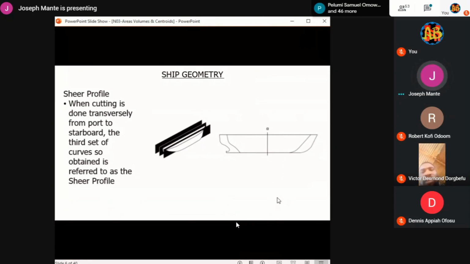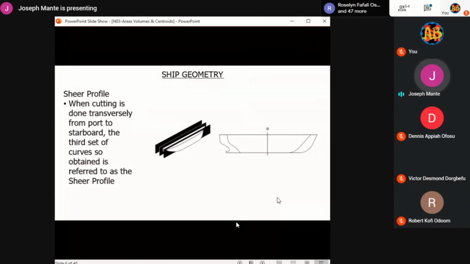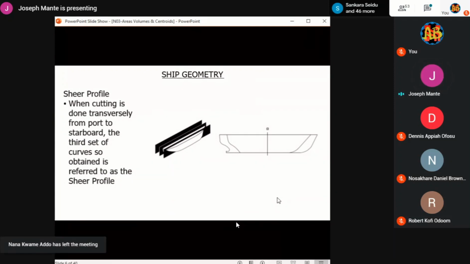So the same shape, you have been able to cut transversely. You have been able to cut horizontally. Now you can also cut in this form. So sheer plan, when cutting is done longitudinally from port to starboard, the third set of curves to obtain is referred to as the sheer profile. So as you can see, this one horizontally you are cutting the shapes into sections. All these help you to calculate the area, the volume, and the centroid of the shape.